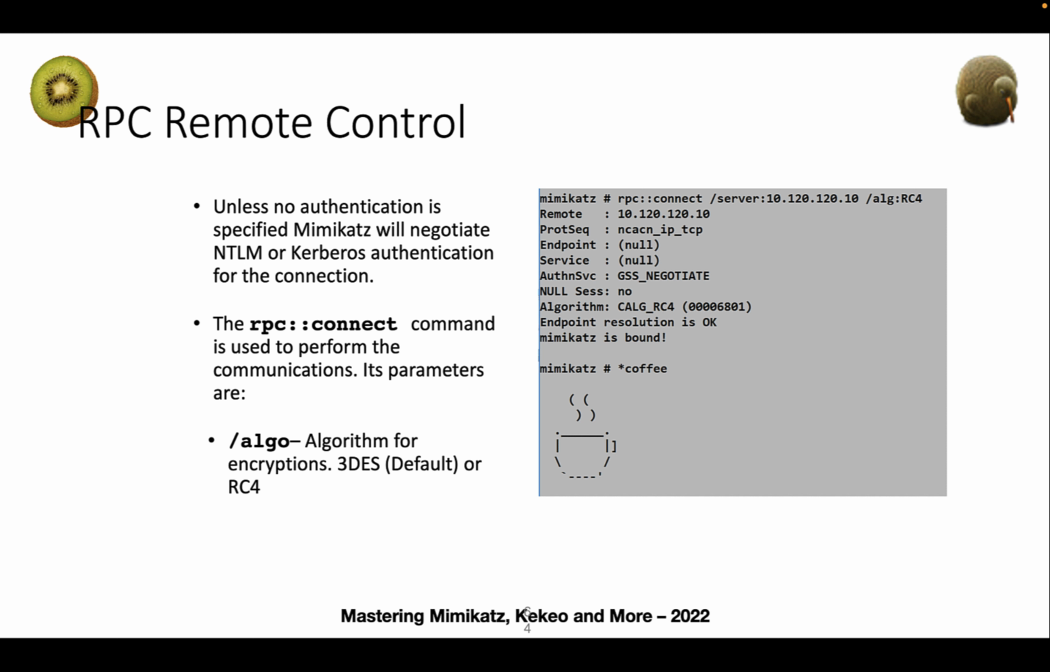Now, to connect to the machine, we're going to be using the Rpc Connect command, and we can also specify an algorithm for encrypting our traffic. So let's take a look at this right now. Okay, so let's connect now to the server itself.